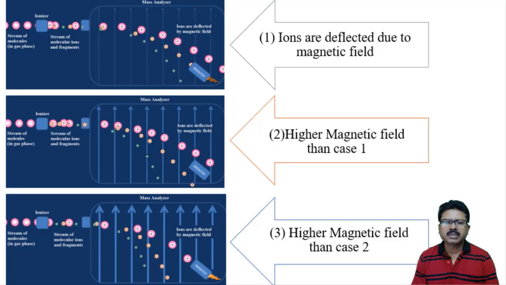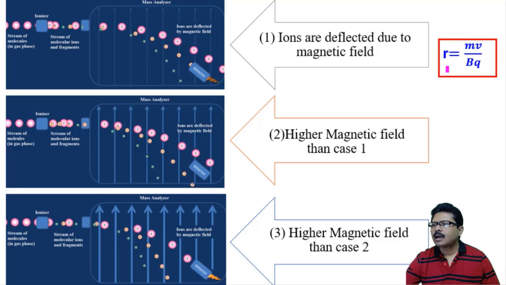Now, how will the deflection vary? Which charged particle will have more deflection? Which charged particle will have less deflection? That can be defined by this equation. r is equal to mv divided by B into q, where m is the mass of the charged particle, v is the velocity of the charged particle, B is the strength of the magnetic field, q is the charge of the charged particle, and r is the radius of curvature. If this is the curved path of a charged particle, and if we consider this is a part of a circle, then no doubt the circle must have a radius.